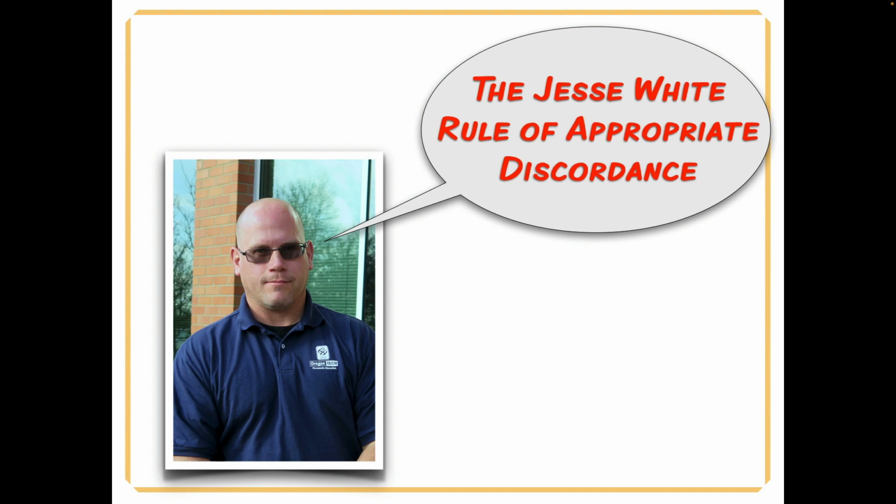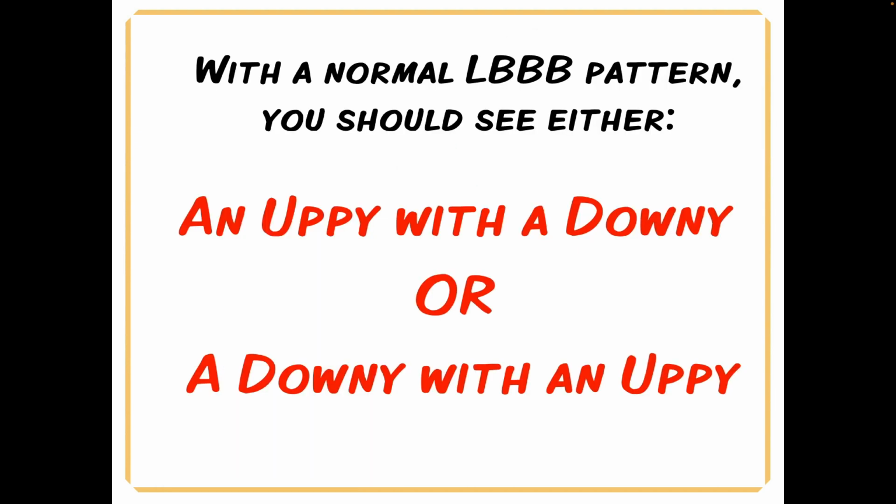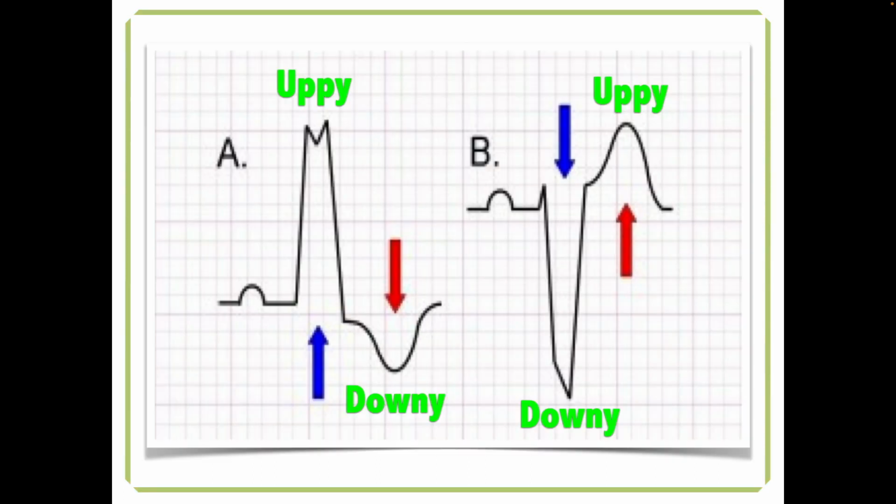We were doing this same class, and he goes, oh, I know what appropriate discordance is. He says, with a normal left bundle branch pattern, you should either see an uppy with a downy or a downy with an uppy. Easier to remember, easier to say. Once you've got it in your head, it's even better than circus ponies. So this one really works. The only thing with this one is it's so pervasive that until it takes over the paramedic universe, when you do your HEAR reports, don't say things about uppies and downies.